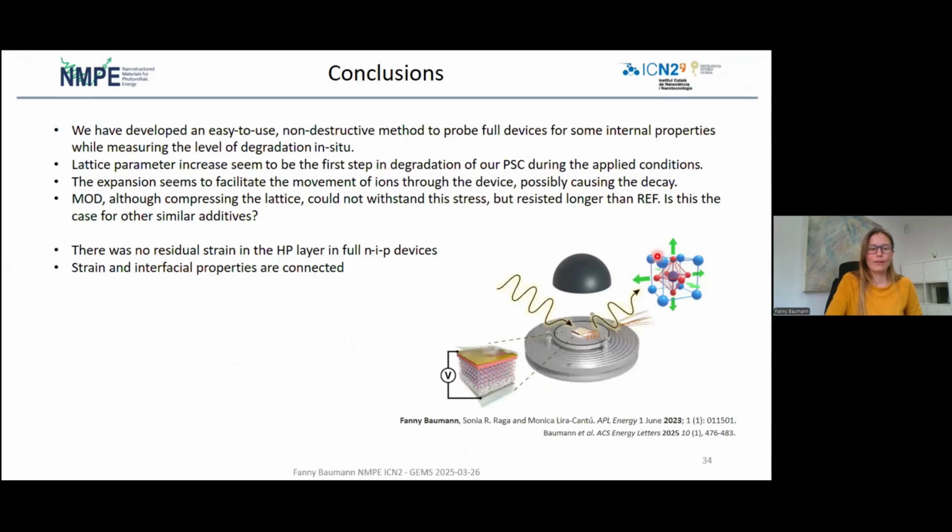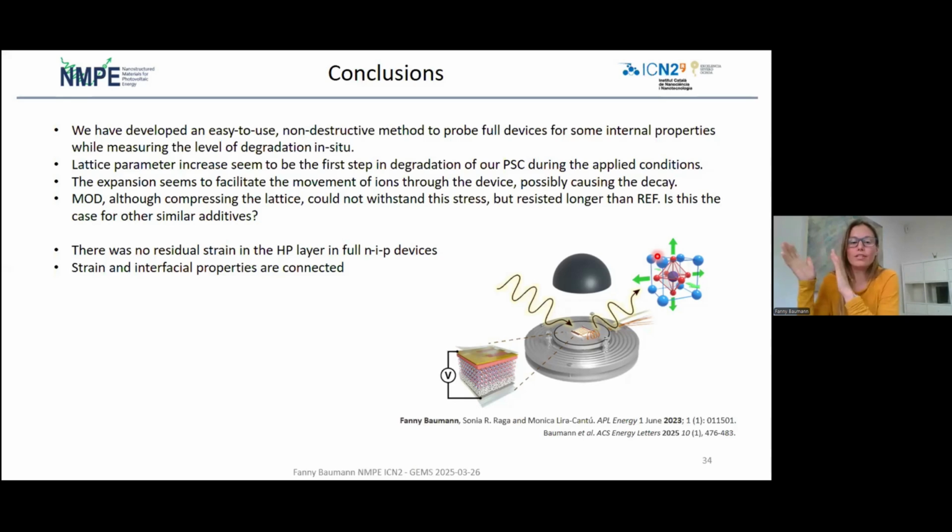Okay, so I think that's almost time. Just to conclude again, the methods that we have developed seem quite easy to use. It's non-destructive, and we could probe the full devices. So we could see some internal properties, but we could also measure the level of degradation in situ. The lattice parameter increase seems like the first step of degradation in our perovskite solar cells when we apply these accelerated conditions. And the expansion seems to facilitate the movement of ions.